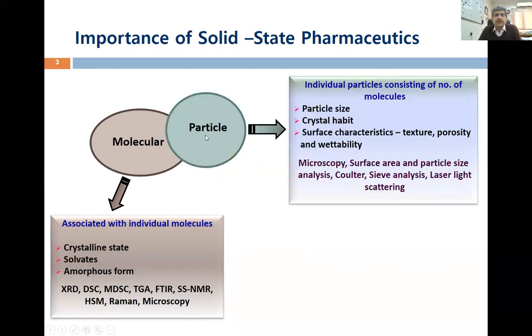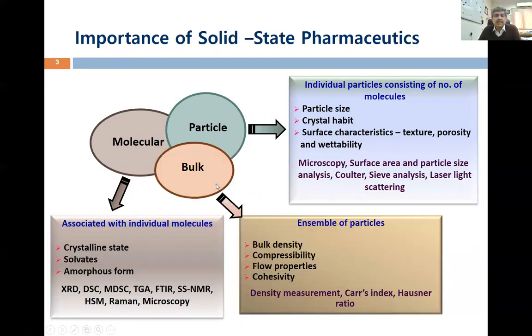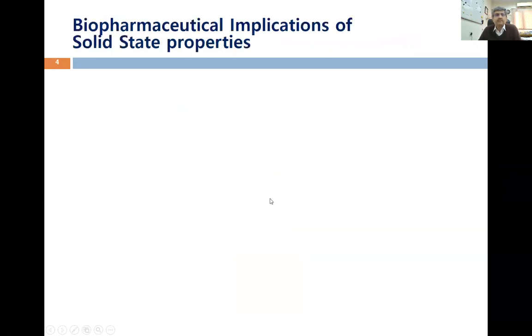The next level is called the particle level and includes properties like particle size, crystal habit, and surface characteristics, and these are the means by which we characterize the particle level properties. The third level is called the bulk level, which is contributed by a group of particles and includes properties like bulk density, compressibility, flow properties, and cohesivity. And these are some of the parameters that are used to define the bulk state of the solid state.